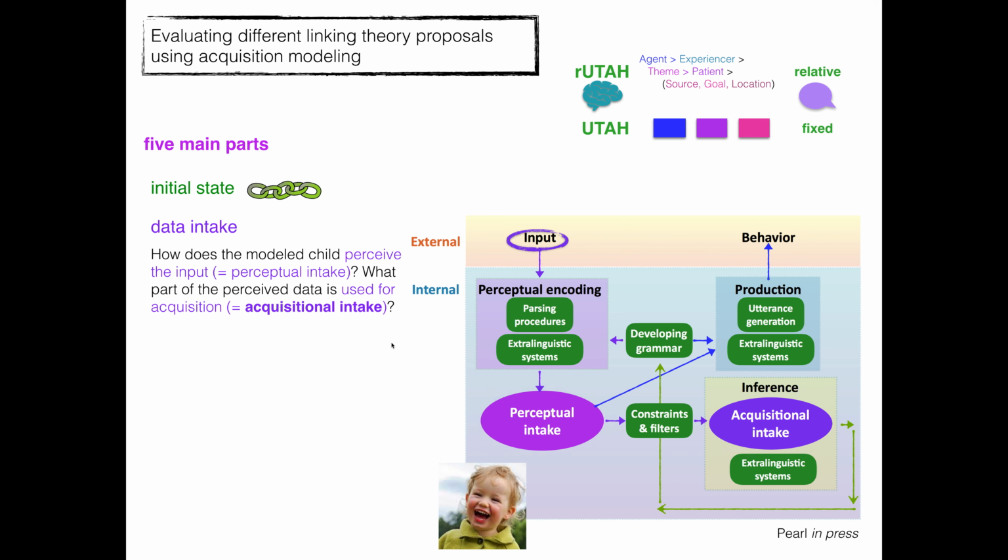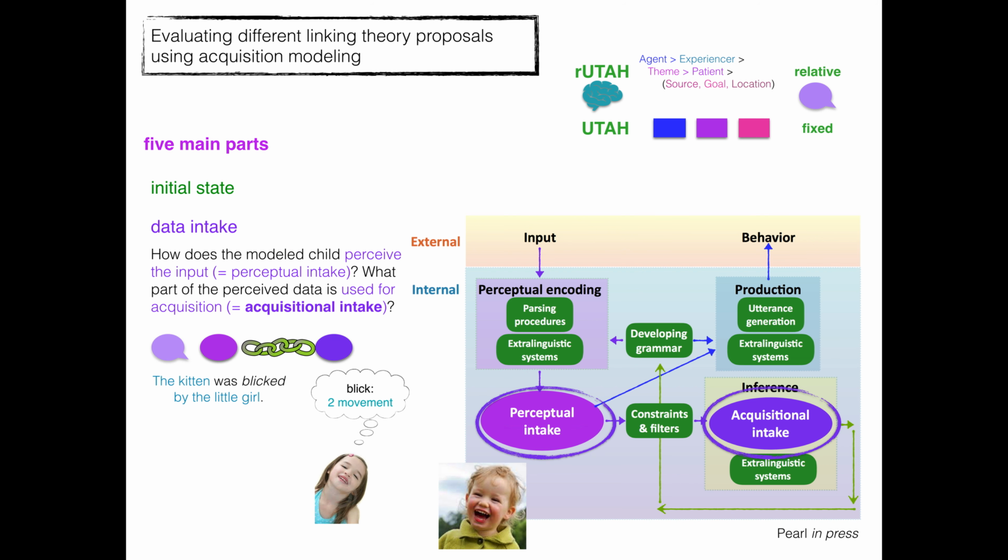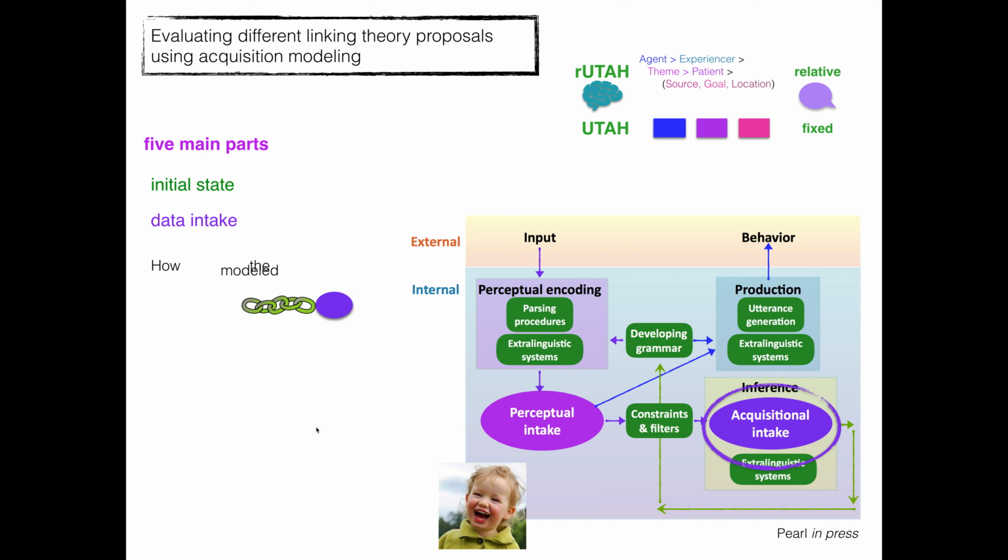And so for our linking theory, if we have an utterance like the kitten was licked by a little girl, there's all kinds of information you can extract from this, but maybe we're most interested, for example, in information like if we expect a mapping already, if there was movement going on? Or if we don't yet expect a mapping, the distribution of those intermediate representations over the syntactic positions?